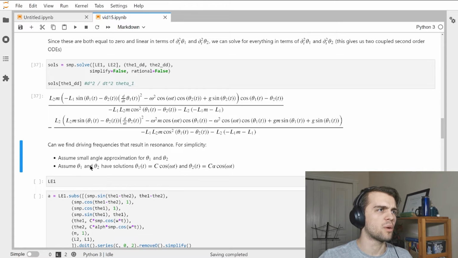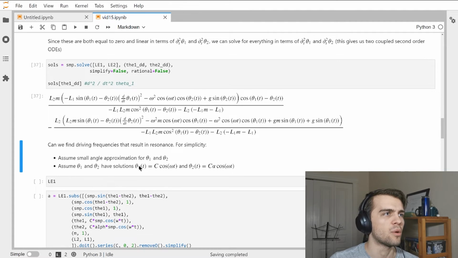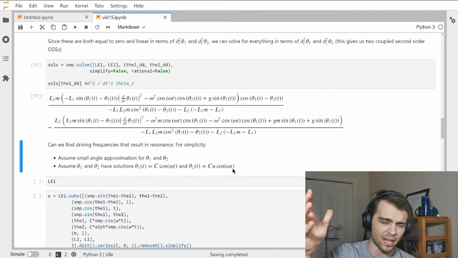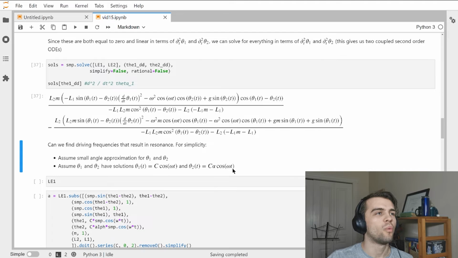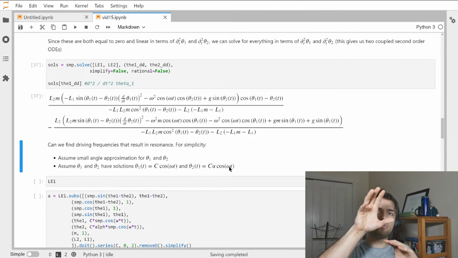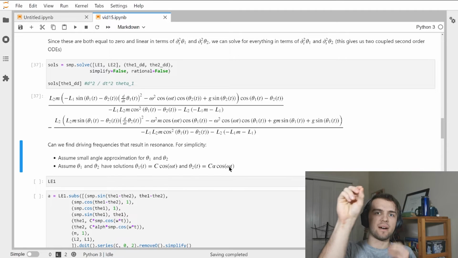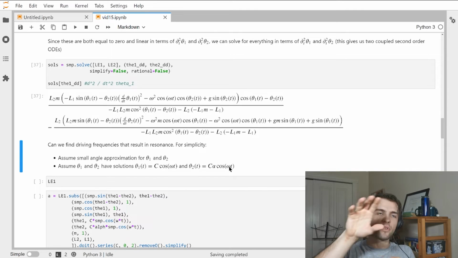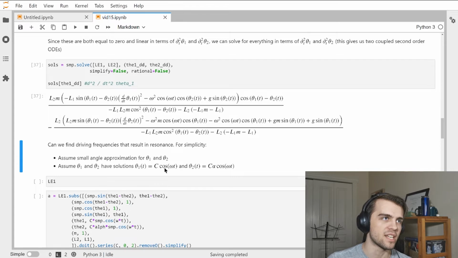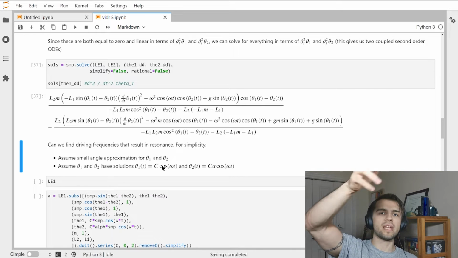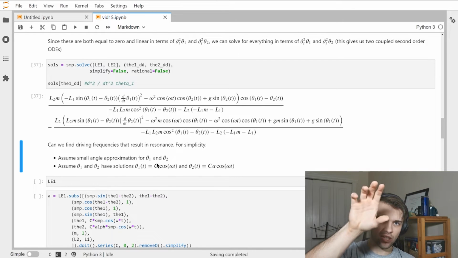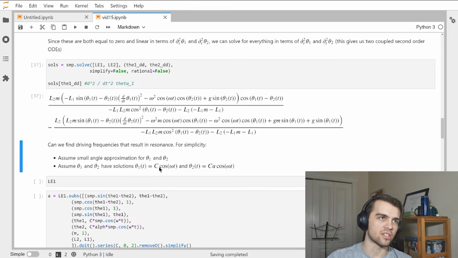We're also going to assume that theta 1 and theta 2 have solutions. Theta 1 is equal to c cos omega t, and theta 2 is c alpha cos omega t. And you might think, what the heck? Why are you choosing that solution? Well, the cos omega t says that theta 1 and theta 2 are moving in phase with the motor. They're moving at the same frequency of the motor. So cos omega t is just an oscillation, essentially. C says that if it's just cos omega t, then that would be 1 radian, right? So C scales that so it's smaller. So C is just a scaling constant here.